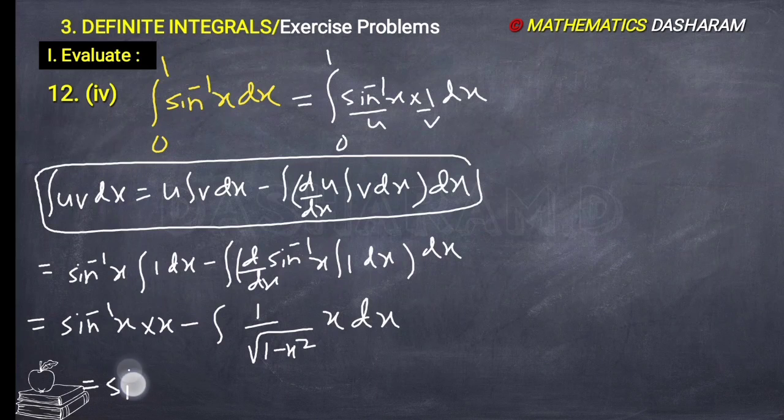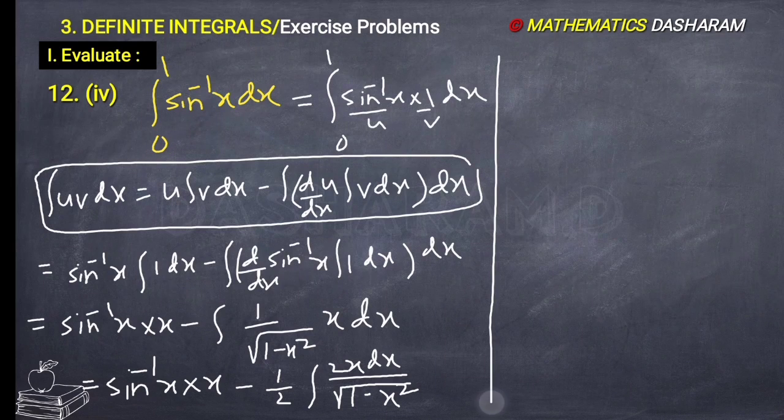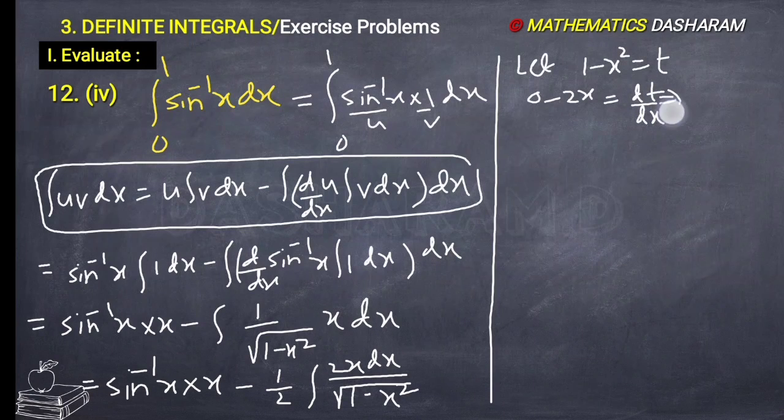Next it is equal to sin inverse x into x minus, so here divide and multiply with 2, so under root 1 minus x square. So now let's take 1 minus x square equals to a new variable t, and its derivative is minus 2x equals dt by dx. From this, minus 2x dx equals dt.